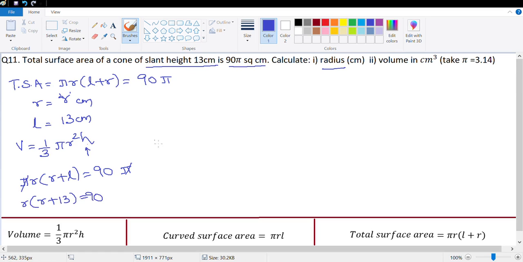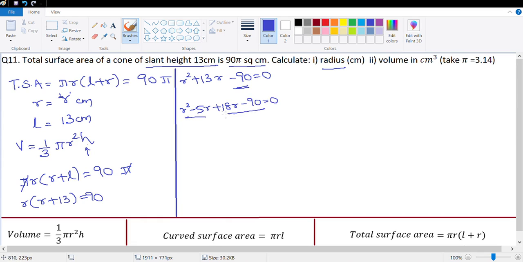Now this will form a quadratic. Let's solve the quadratic. So this is r square plus 13r minus 90 is equal to 0. I need to find factors of negative 90, the sum of which is 13. So that would be 5 and 18. So that's r square minus 5r plus 18r minus 90 is equal to 0. Let's group these the way I have underlined. So that's r times r minus 5 plus 18 times r minus 5 is equal to 0. R minus 5 is common.